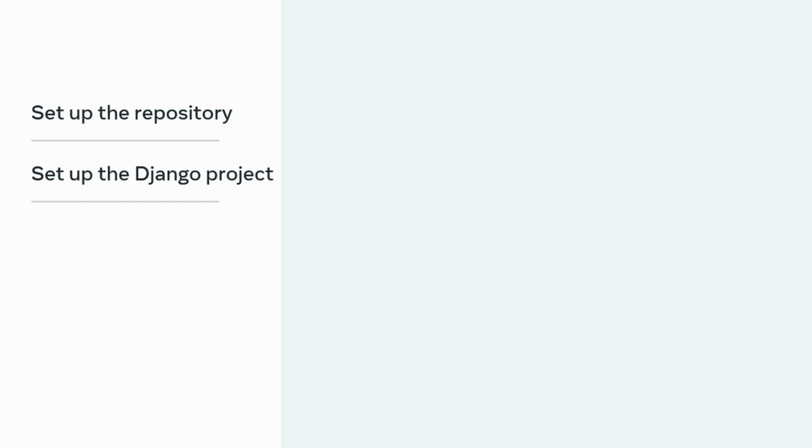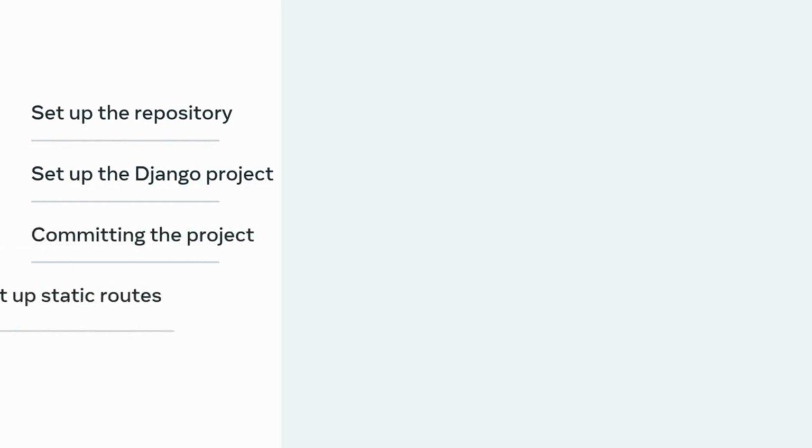Throughout this module, you had an opportunity to complete some hands-on exercises. They included setting up the repository, setting up the Django project, committing the project, setting up the static routes, and serving the static content. Having set up your coding environment, repository, and framework, you are in a fantastic position to begin coding the project. Well done.